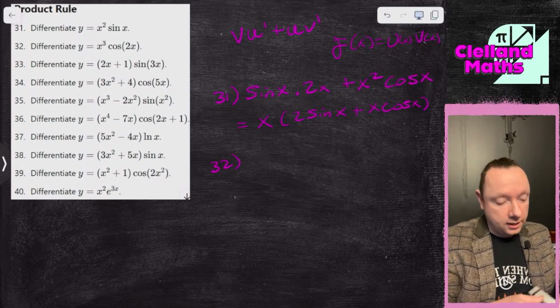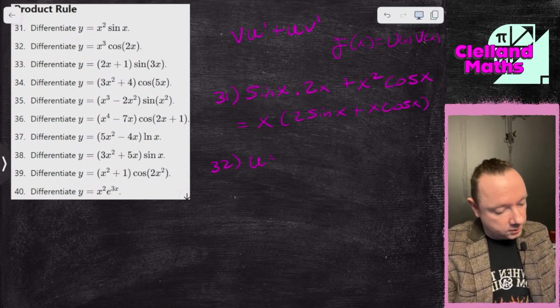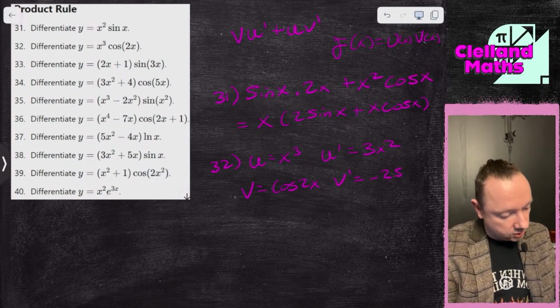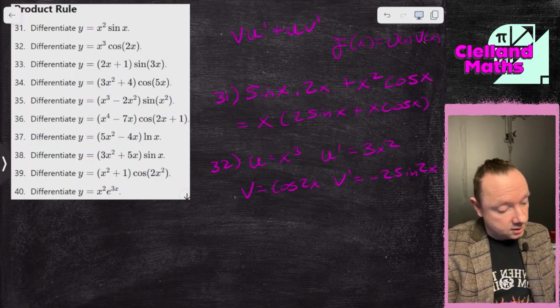32. All right, here we go. Starting to put the chain rule in already. So my u is x cubed. U dash is 3x squared. My v is cos 2x. So my v dash is minus 2 sine 2x. So putting this together, we've got vu dash, which is 3x squared cos 2x, plus my uv dash, which is x cubed, well, minus 2x cubed sine 2x.